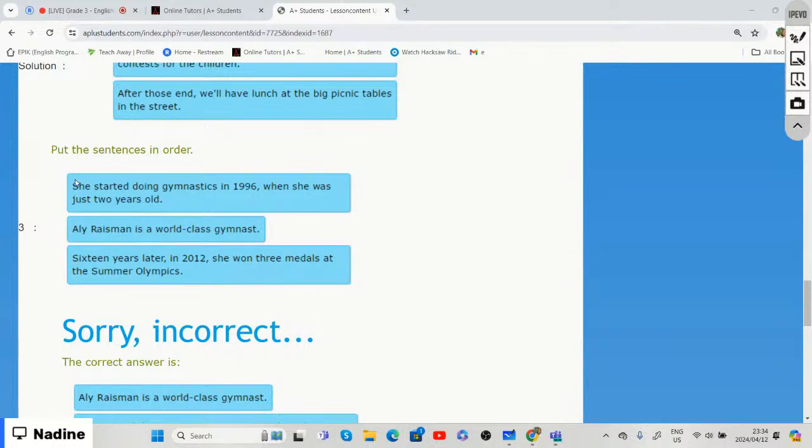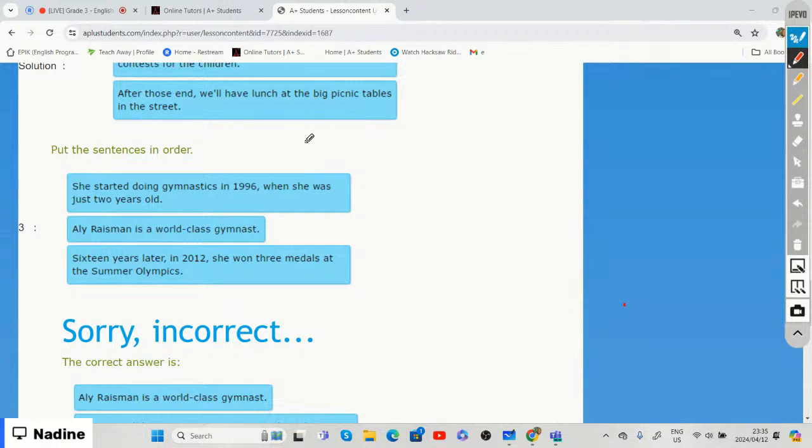All right. If we look at the words, it says here she started doing gymnastics in 1996 when she was just 2 years old. Ali Reisman is a world class gymnast. 16 years later, in 2012, she won 3 medals at the Summer Olympics. If we were to put it in order, we can first start by introducing her, which is saying first, Ali Reisman is a world class gymnast. That is introducing the person first. So that is the first thing that you do.